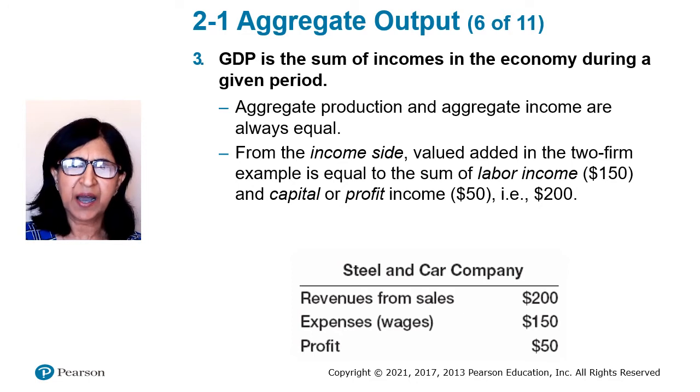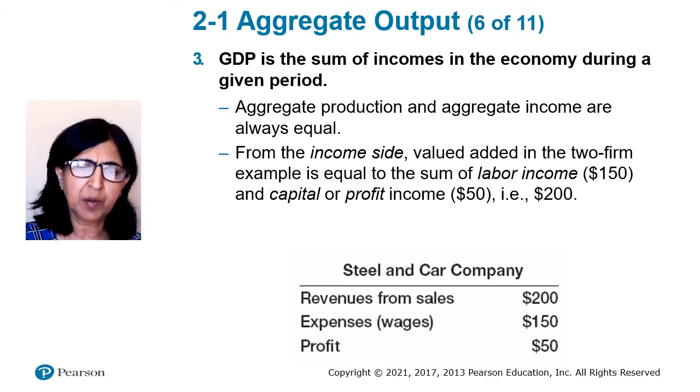From the income side, value added in the two-firm example is equal to the sum of labor income of wages earned at the two firms, $80 wages paid by the steel firm plus $70 wages paid by the car firm equals $150, and capital or profit income earned by the two firms, $20 profit of steel firm plus $30 profit of car firm equals $50. So $150 plus $50 equals $200.